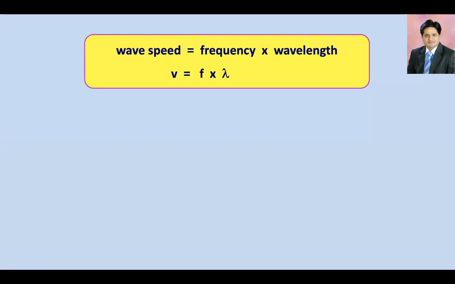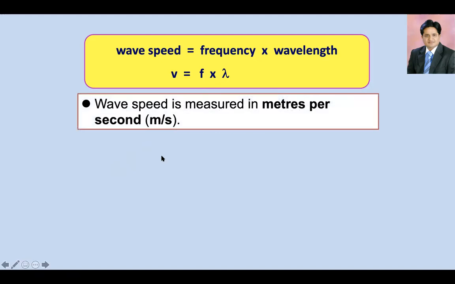The formula for wave velocity is frequency times wavelength. When you multiply the frequency with the wavelength, you get wave velocity. Of course, it is measured in meters per second. The unit is meters per second. If the wavelength is given in centimeters, you will have to convert it into meters.